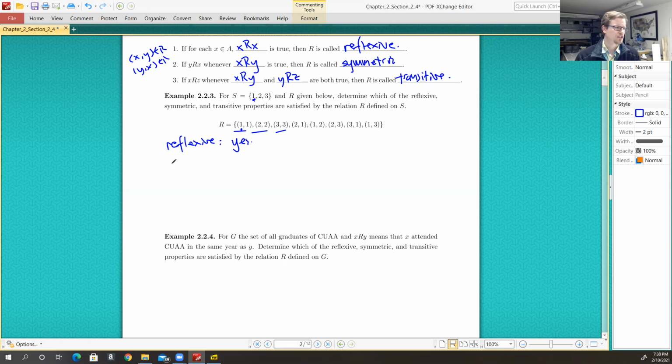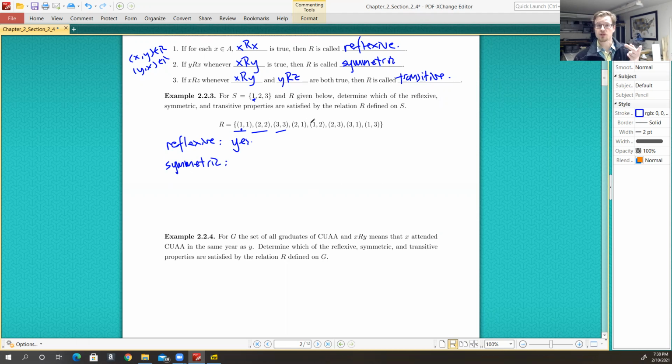Excellent. So what about symmetric? All right. So we see that 2 is related to 1. And if it's symmetric, then we should be able to swap the order and find that 1 is related to 2. So is 1, 2 also included in this set? Yeah, it is, right? 2 is related to 1, 1 is related to 2. Excellent. Of course, 1 being related to 1, you can swap that without any problems.